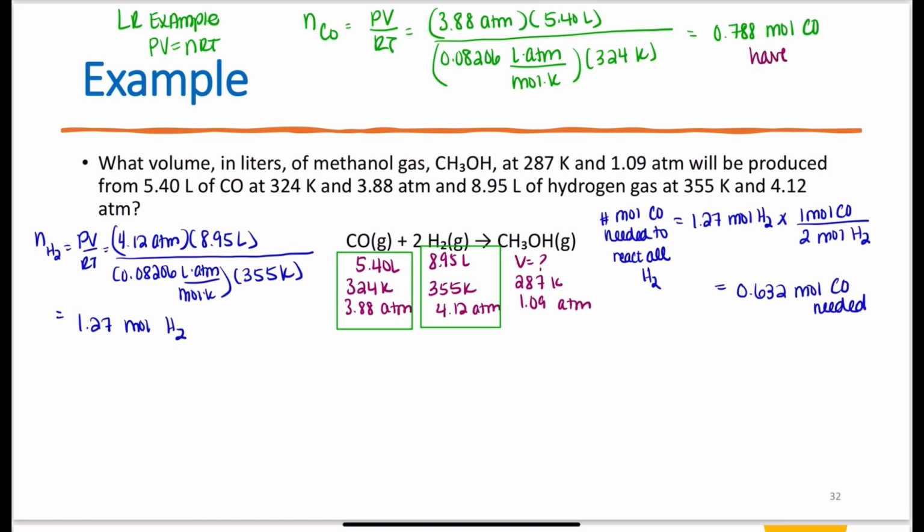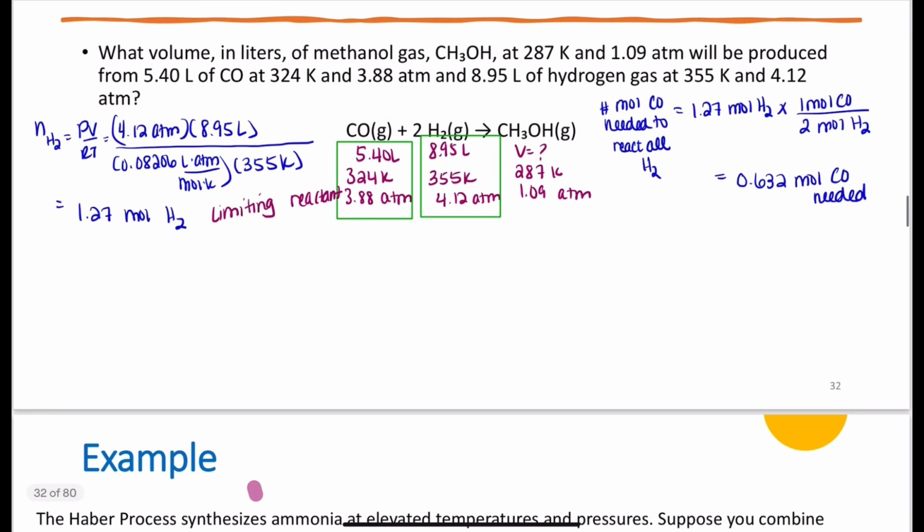I have 0.788 moles. So I ask myself, do I have enough? I need 0.632 moles to react all of my hydrogen. I have 0.788 moles of carbon monoxide, CO. So yes, I have enough. This is my excess reactant. This is my limiting reactant. My H2 is limiting.